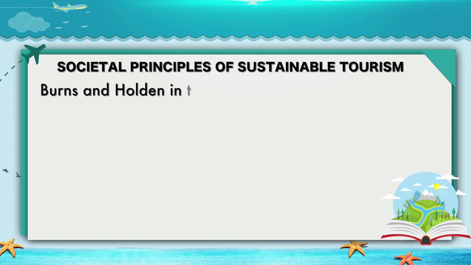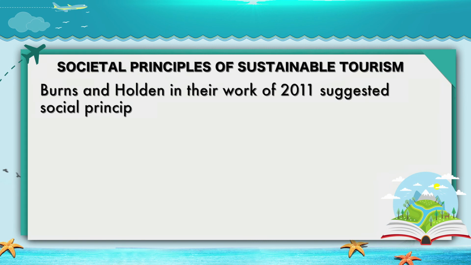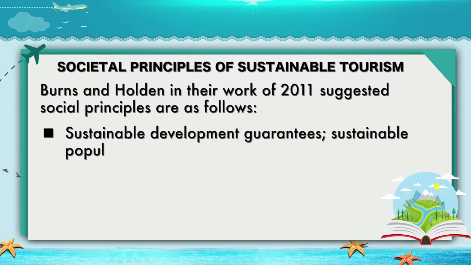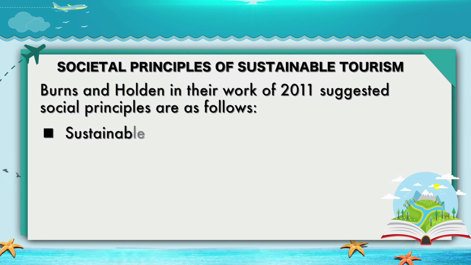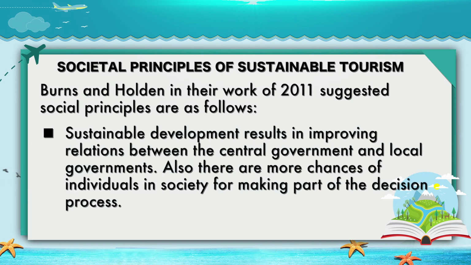Burns and Holden, in their work of 2011, suggested social principles are as follows. Sustainable development guarantees sustainable population, education, healthcare, and family planning. Sustainable development results in improving relations between the central government and local government. Also, there are more chances of individuals in society for making part of the decision process.